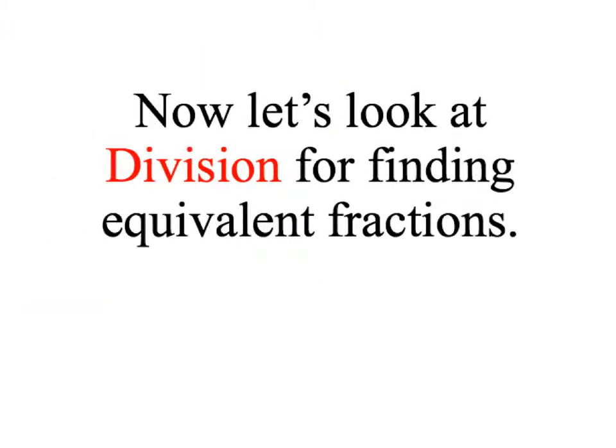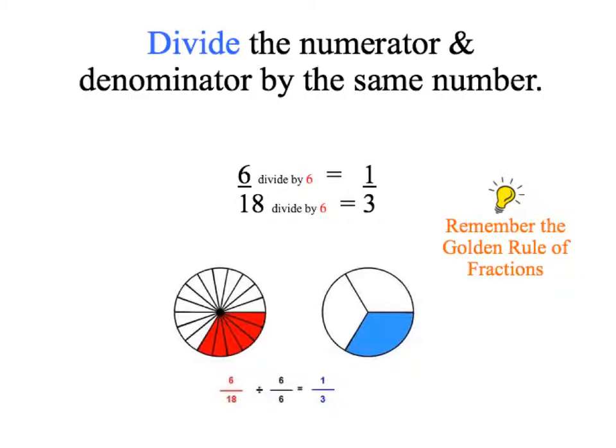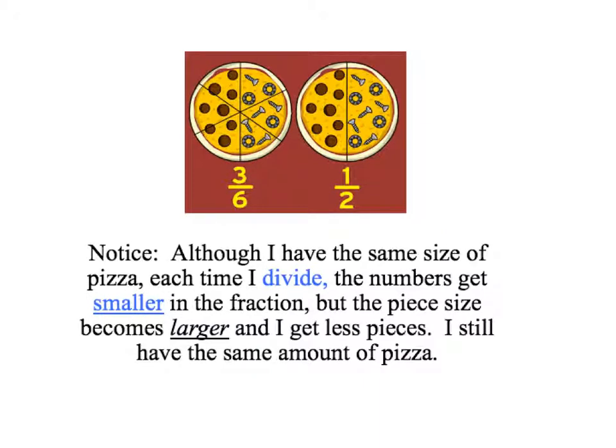Now let's look at division for finding equivalent fractions. Divide the numerator and denominator by the same number. Now, although I have the same size of pizza, each time I divide, the numbers get smaller in the fraction, but the piece size becomes larger and I get less pieces. I still have the same amount of pizza.